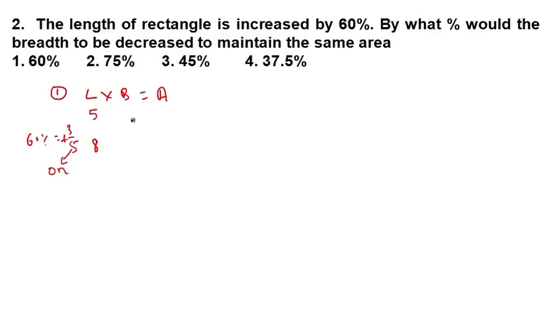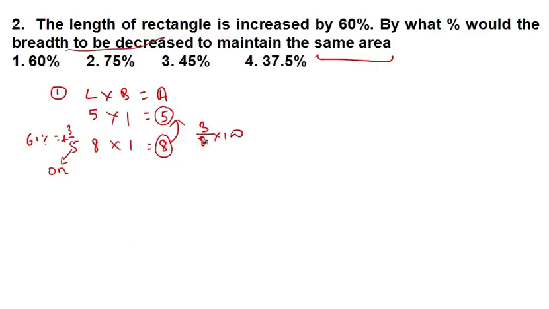As the breadth is not given, it just said that the breadth will get reduced, so I will assume the breadth as x or 1. I'll just assume 1. So I get 5 equal to 8. Now it is said that to maintain the same area, you have to reduce the breadth by how much percentage? Before it was 5, now it is 8. I want to get back my 5, so you have to reduce by 3. On what number are you reducing? You are reducing by 3 on 8, into 100.